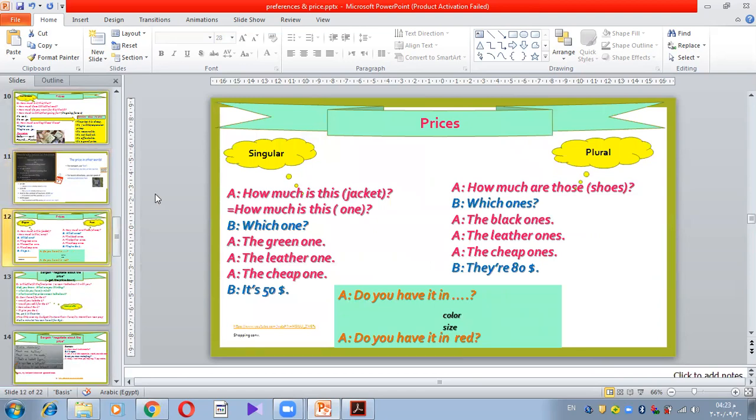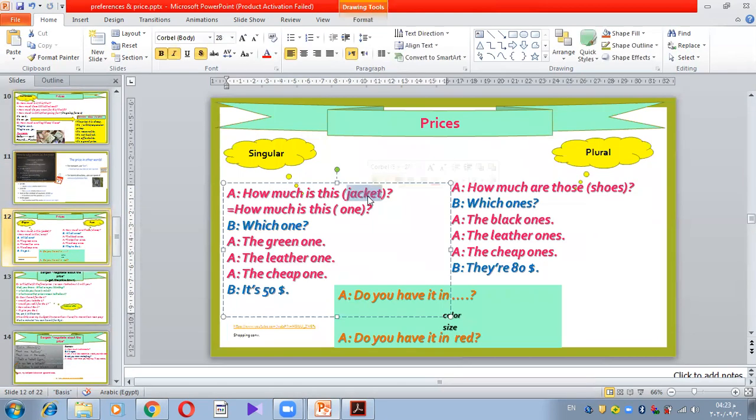So again, how much is this jacket? How much is this one? You may hear this again. Do you remember how much is this jacket? You are asking about a singular noun, so you may remove the word jacket and replace it with one. How much is this one? In Arabic we say بكم ده.